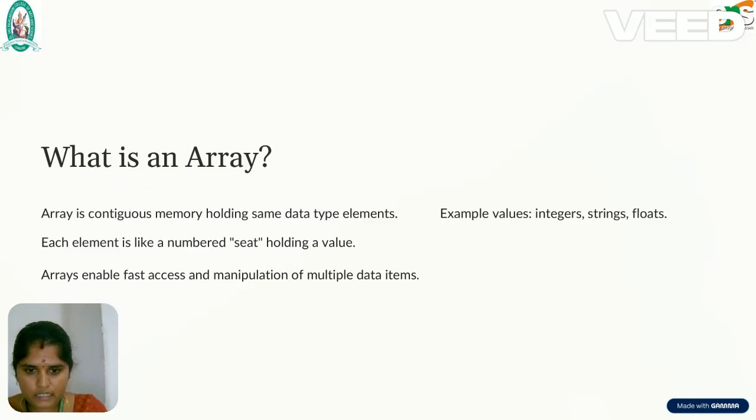For example, if you want to store a particular student's marks in all subjects, we can go for integer. We go for integer because integer holds only numbers. It enables fast access and manipulation of multiple data items in the arrays concept. That's why we are going for arrays.